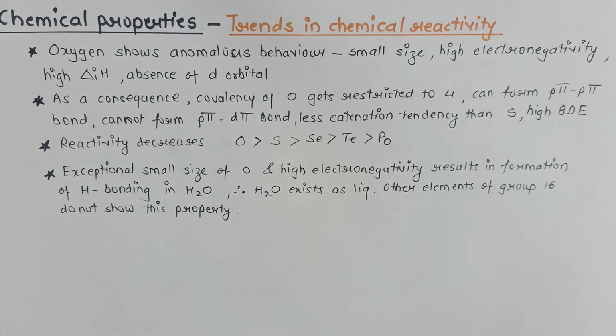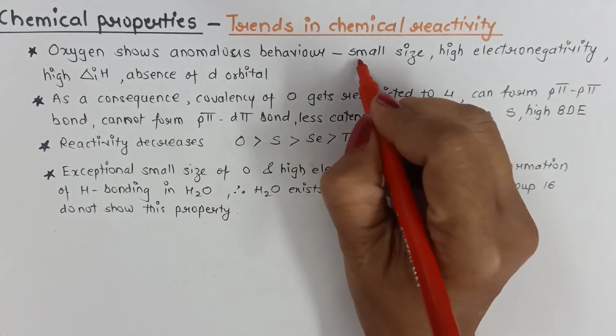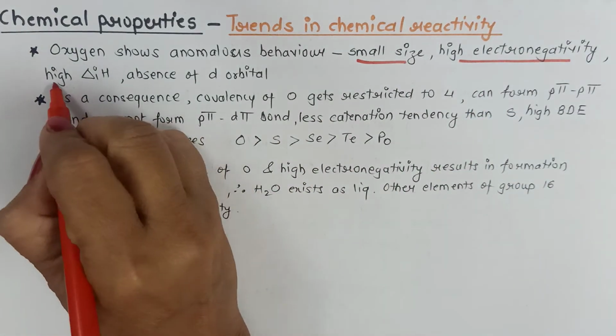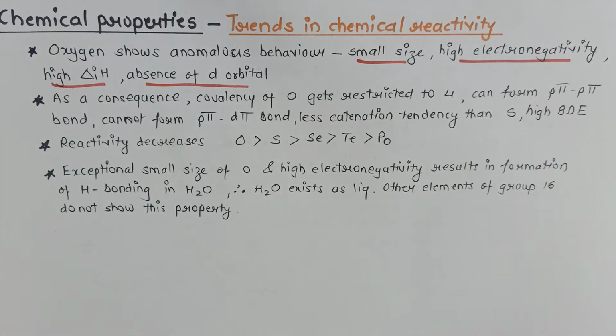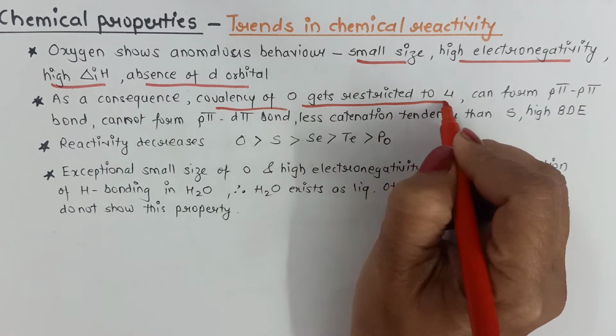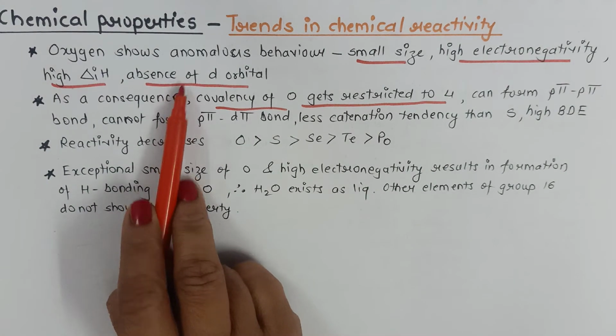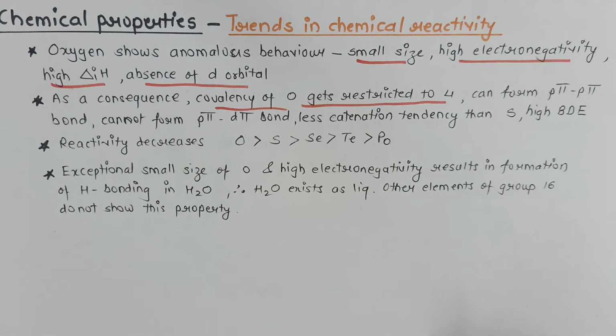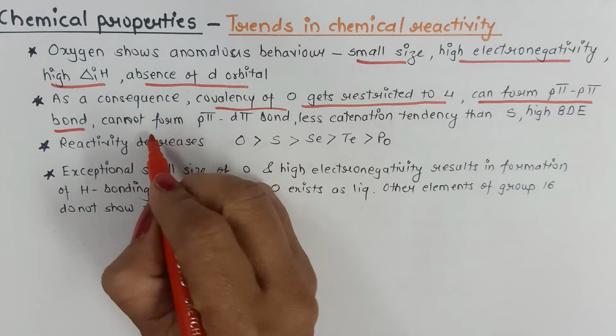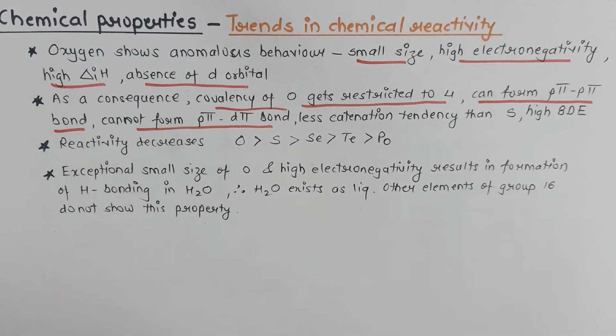Oxygen, being an element of the second period, shows anomalous behavior like small size, high electronegativity, high ionization enthalpy, and absence of d orbital. Now this anomalous behavior will change a lot of properties of oxygen, same as we have seen in nitrogen, that the covalency of oxygen gets restricted to 4, as there is no d orbital, so it cannot extend its covalency beyond 4. Because of its small size, it can form only p pi p pi bond. It cannot form p pi d pi bond.